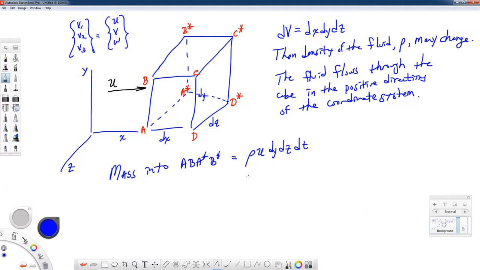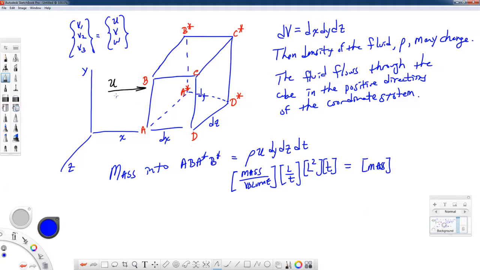Now to make sure that we really end up with units of mass, let's take a look at our terms. The density has a mass per volume. The velocity has a length per time. Here we have a length squared and then a time. And so if we look, then we end up with units of mass. Okay, so that is the mass that's flowing into that cube from that direction.